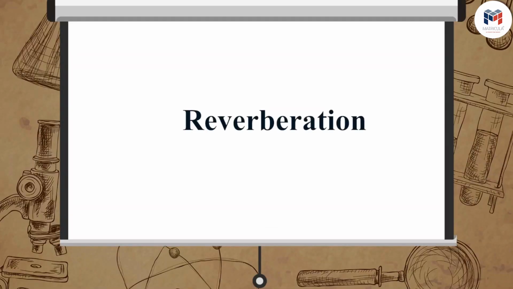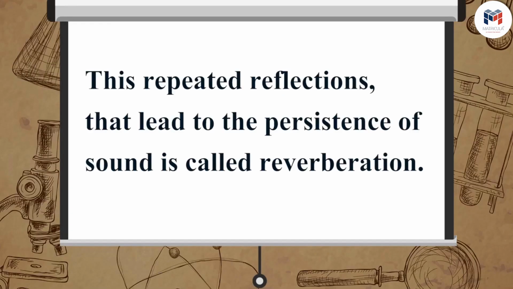Now, let us learn about reverberation. When we create a sound in a big auditorium, it persists for some time due to repeated reflections from the walls, until it is reduced to a value where it is no longer audible. These repeated reflections that lead to the persistence of sound is called reverberation.